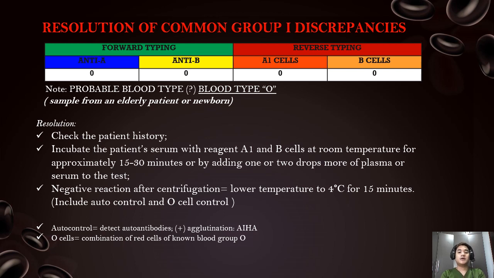So, okay, an overview. When we say autocontrol, this is mixing the patient's red cells and serum. This is used to detect if the person has autoantibodies or antibody to his own antigens. The positive reaction is the presence of agglutination in the autocontrol, and this is evident in cases of autoimmune hemolytic anemia, which will be discussed properly in your hematology class.